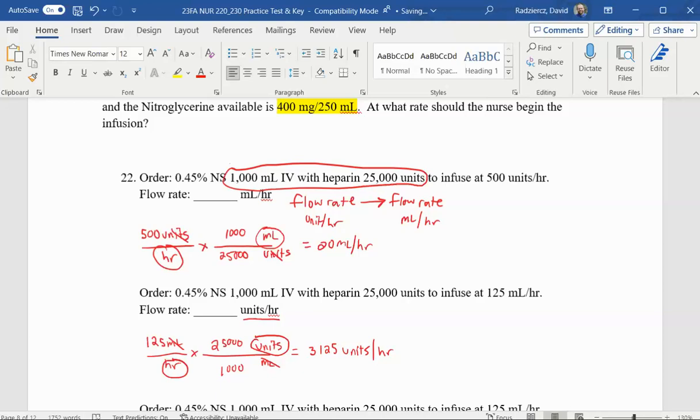So if you ever get asked to convert milliliters per hour to units per hour, now you'll know how to do that. I don't think you're going to get asked that question, but I wanted to at least do that.